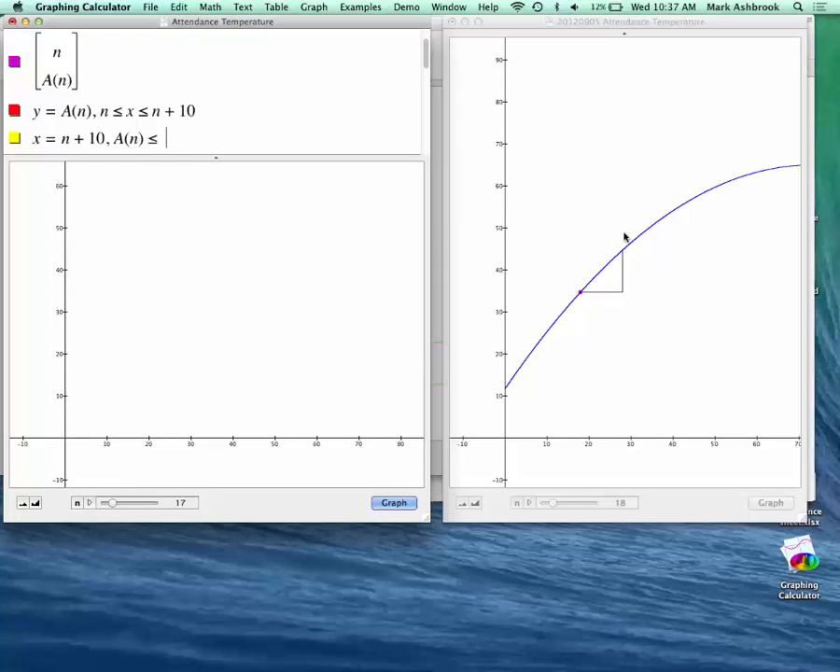less than or equal to, we're restricting what? Y values now, right? We're restricting y values. So we want the starting value, the y value at that point, which is a of n. The ending y value we want to be the y value of that point in the graph, which is the output when the input is n plus 10. So we're going to go up to a of n plus 10. And there it is.